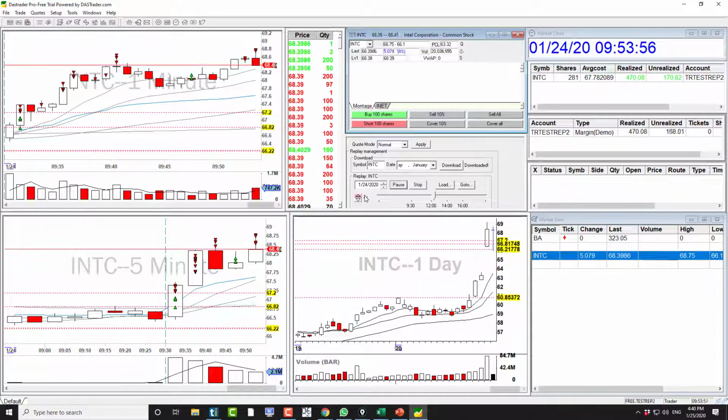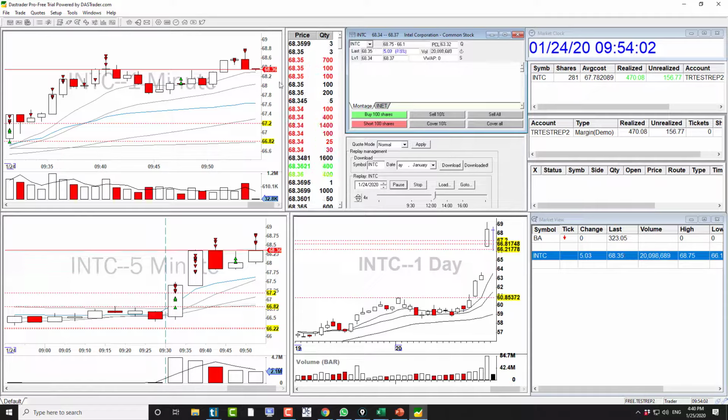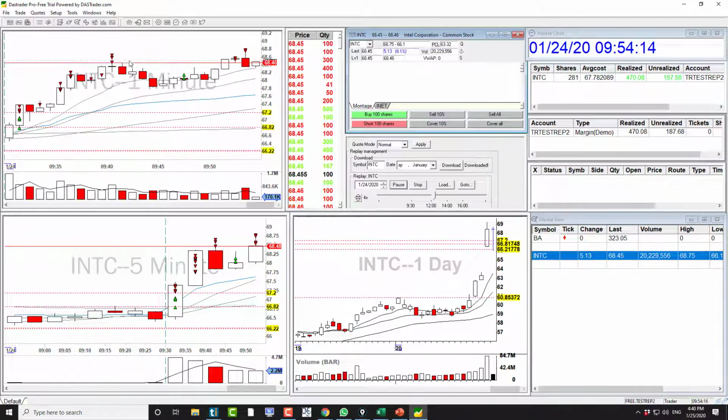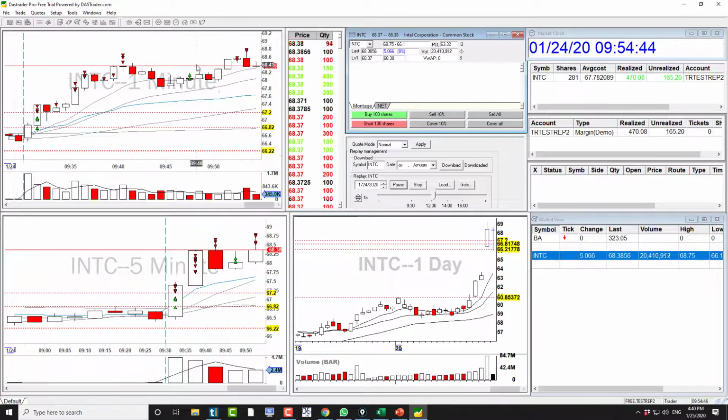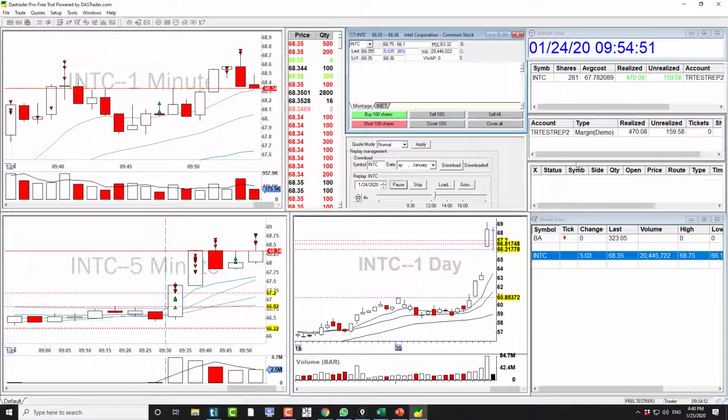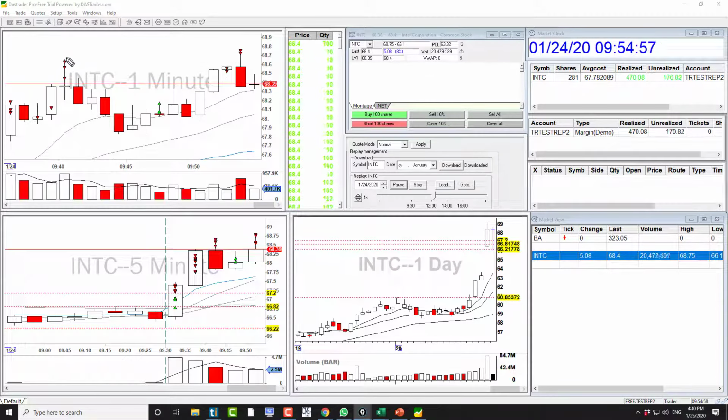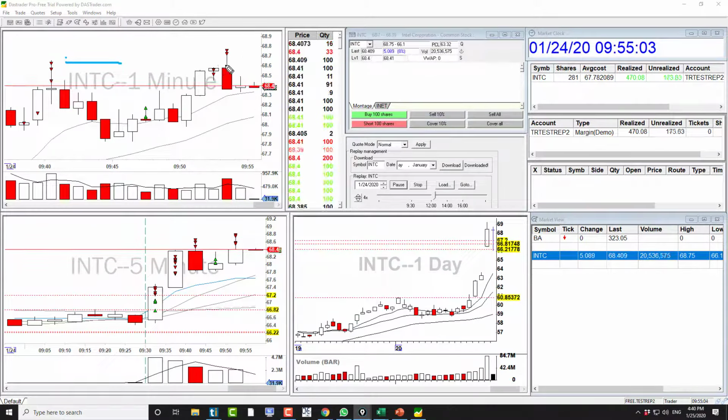And again, it's really nice to watch it at normal speed, but because I'm recording this video, I want to have it a little bit faster, because I don't want the video to be 2 hours. So again, it popped up. We cracked the high of the day again. So that was the high of the day, but we did crack it.